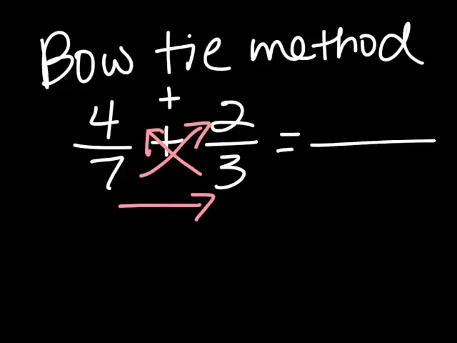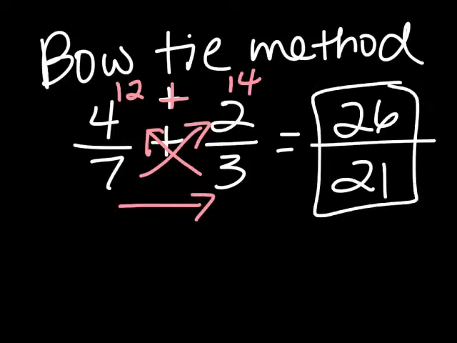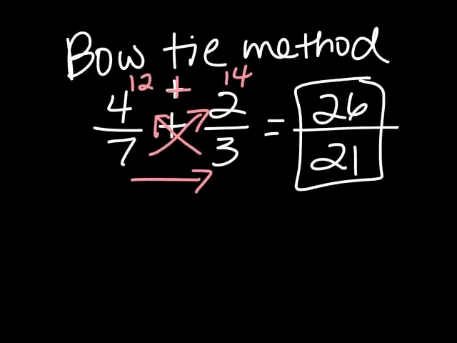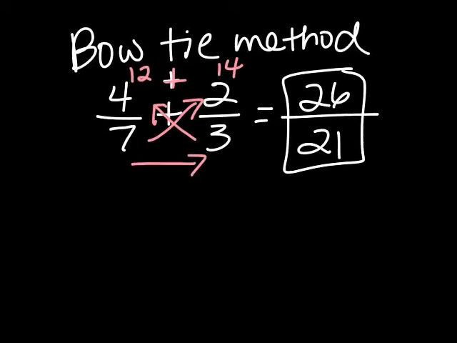Okay, so the first thing we're going to do is multiply across the bottom. 3 times 7 is 21. Already halfway done. Now we're going to multiply on the diagonals. So 4 times 3 is 12. We're adding in this case. 7 times 2 is 14. So 12 plus 14 is 26. And you're done. Super easy. I love bow tie method. You don't really have to write anything extra. You don't have to rewrite your original fractions. It's pretty easy. Also works for subtraction.